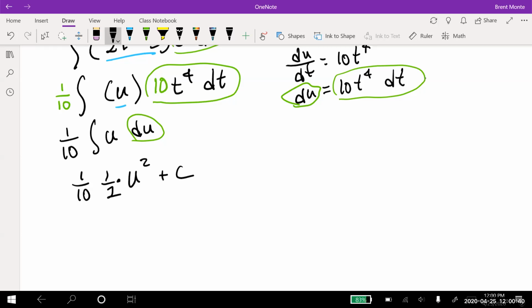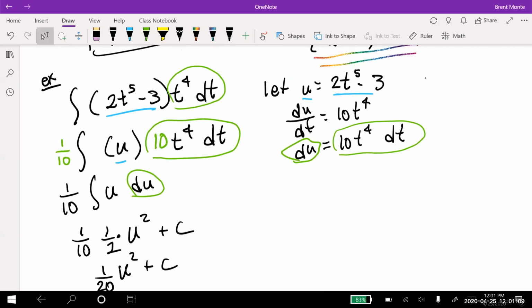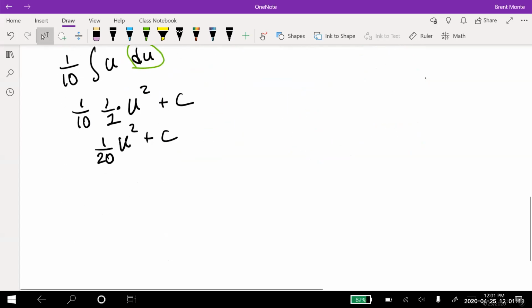And notice I'm not putting a parenthesis around that whole thing. Technically, that c would be multiplied by 1/10, but 1/10 of a constant is still a constant. We don't know what the value of the constant is now. When I multiply by 1/10, I still don't know what the value is. So I can just still call it a constant. So I get 1/20 u squared plus c, and then I'll resubstitute what u is equal to. And remember, u is equal to 2t to the fifth minus 3.